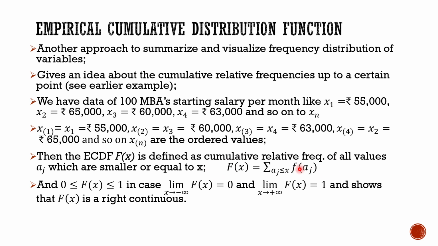So these are the relative frequencies, and you will sum all the relative frequencies. That is why it is called cumulative. As you can see, this would range from 0 to 1, because if we add up all the relative frequencies up to a certain level, it would be from 0 to 1. It would be 0 when x tends to minus infinity, and when x tends to positive infinity, the value would be 1. So it is a right continuous distribution.